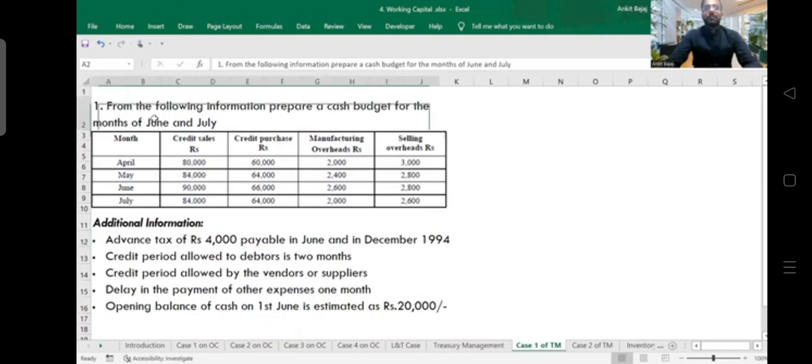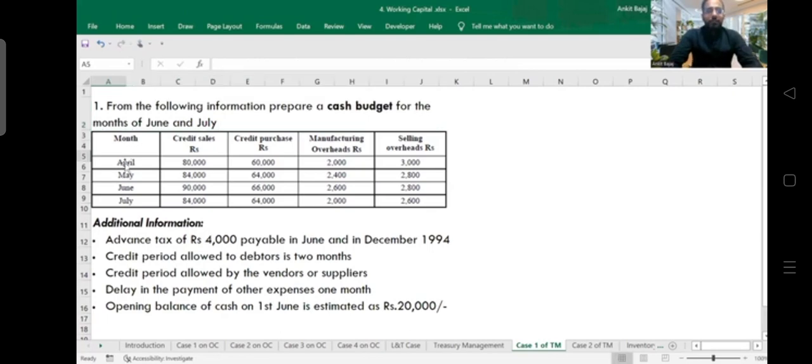So we will solve illustration 1 and you will be getting more clarity about this cash treasury management. Now, just listen to me very carefully. This question is important. From the following information, prepare a cash budget. You have to prepare a cash budget for the month of June and July.